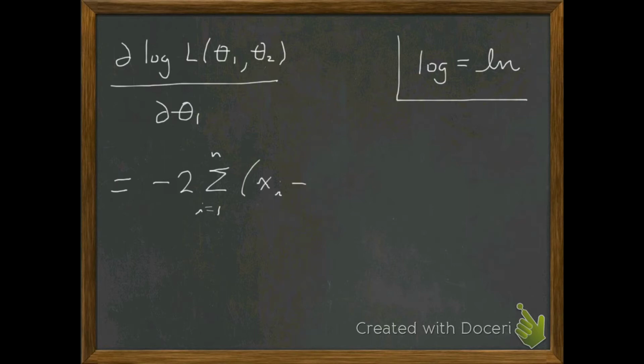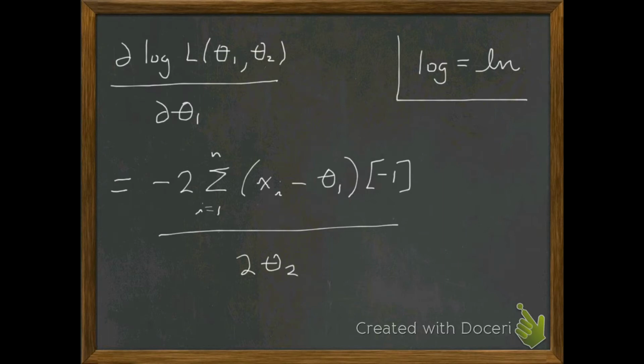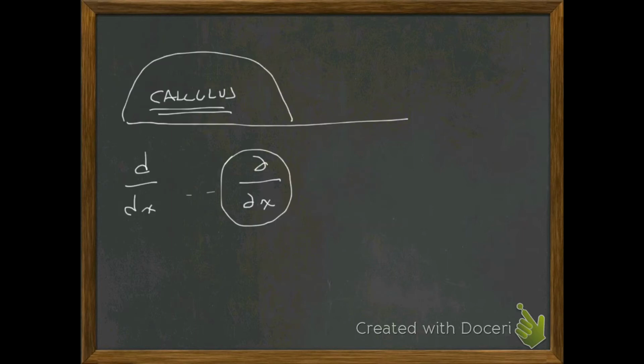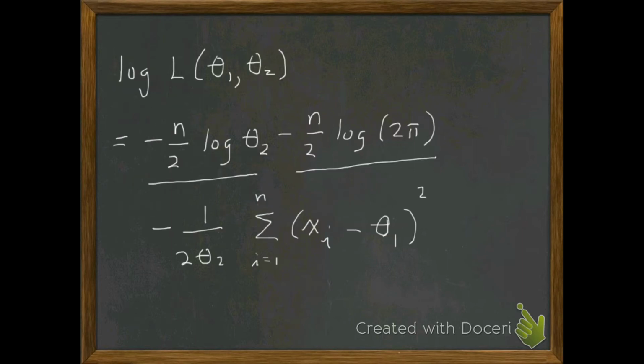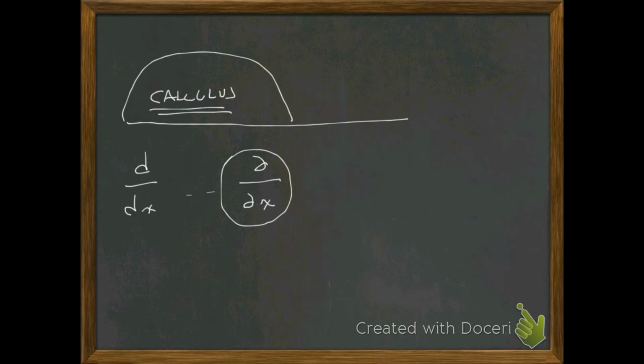Clearly, this. And we have to multiply by negative 1 over 2 theta squared. Make sure that's right. So we've got a product, so first times the derivative of the second. Two times. Yes. All right.